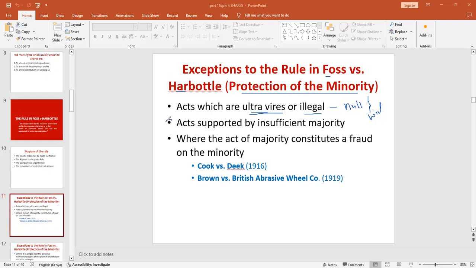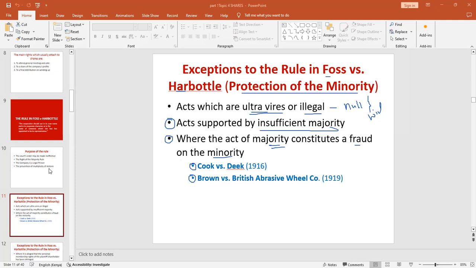Number two, if the articles say that we need a certain number of majority shareholders to pass a decision, and that number hasn't been achieved, then that decision is going to be declared void because you have insufficient majority. And where whatever the majority shareholders are doing is fraud on the minority. In your notes, you'll see two cases where I've given examples. If it is a fraud on the minority, then that will not hold ground. In that case, the minority can win.